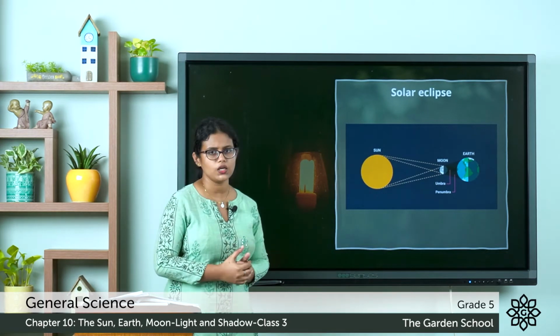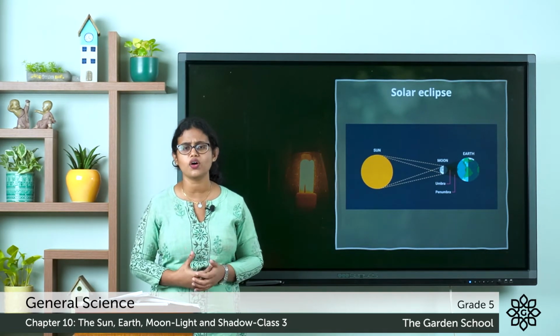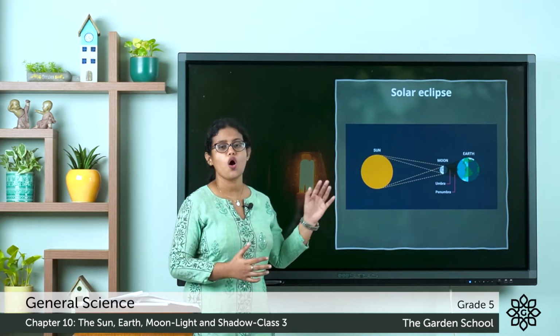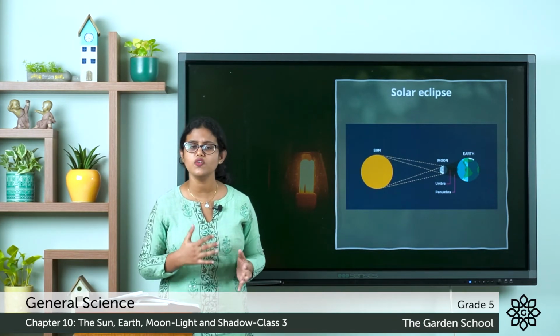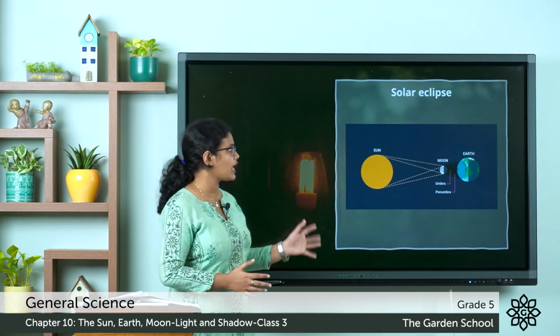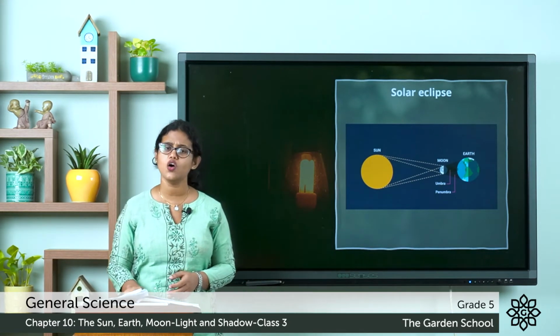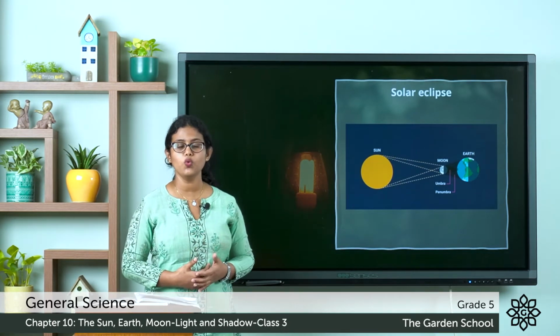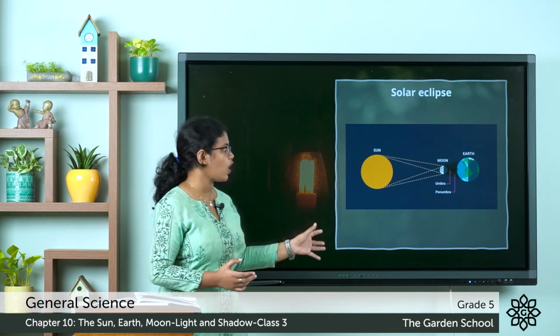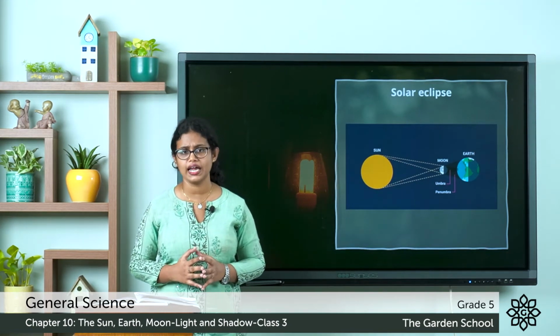And the solar eclipse occurs only for a few seconds. That is, the shadow of the moon on the earth is only for a few seconds and then they move away. So, solar eclipse happens only for a few seconds. When the moon completely or partially covers the sun, we call it the solar eclipse.